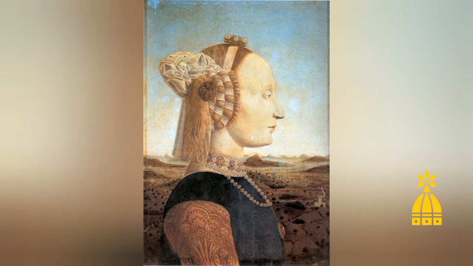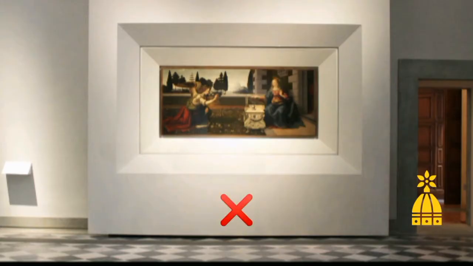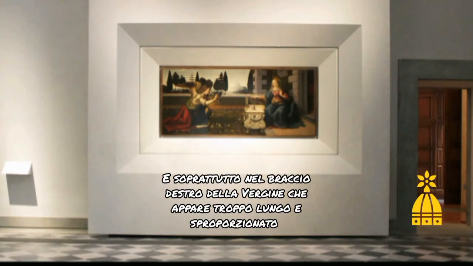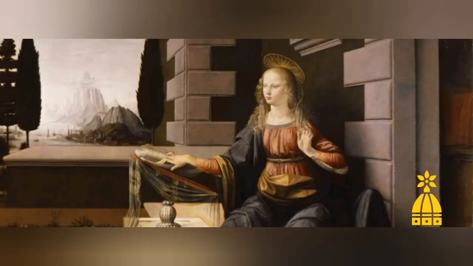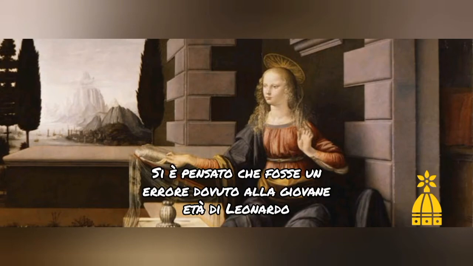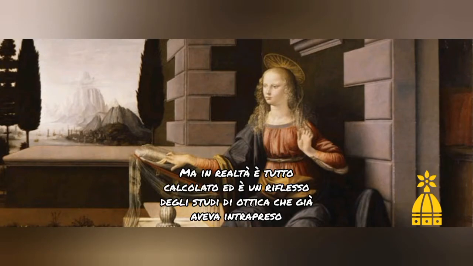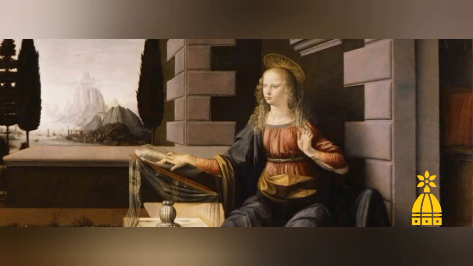If we stand in front of the painting and watch it, some anomalies can be found in the figure of the Virgin, whose right arm, the one touching the book, appears a little bit too long. Someone thinks that maybe this is an error due to the fact that Leonardo was really young when he made his painting, but perhaps it's a reflection of Leonardo's early research into optics.